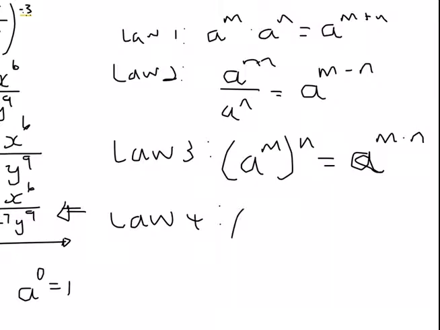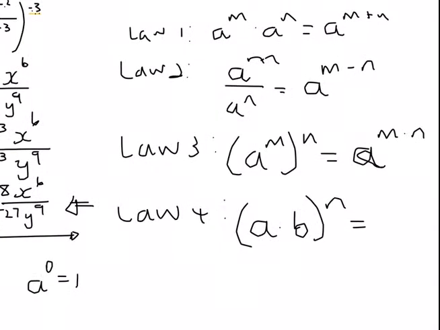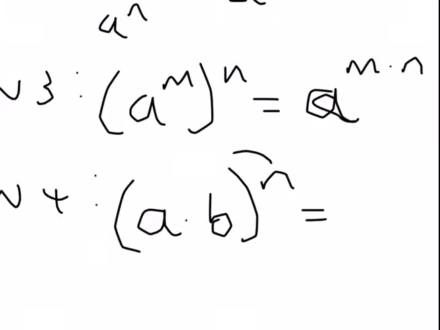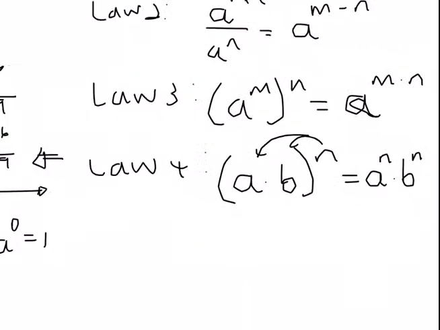Law 4, yes, law 4 is the one that confuses many. It needs more practice. With this one, the exponent multiplies that base and it also multiplies that base. That's it. It doesn't matter whether you have a number or a letter, as long as you have different bases, you will multiply.